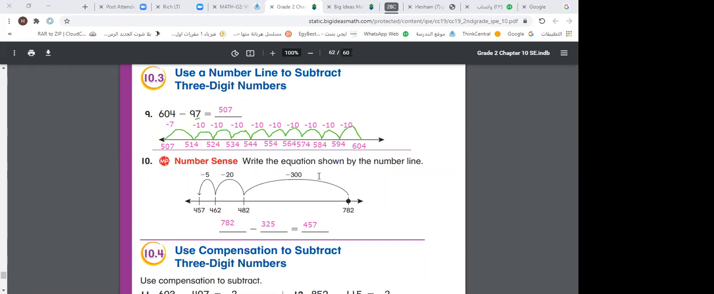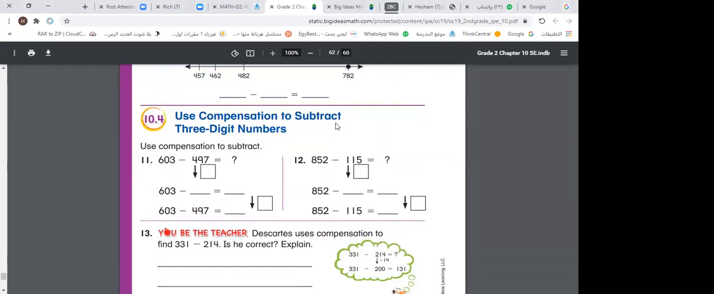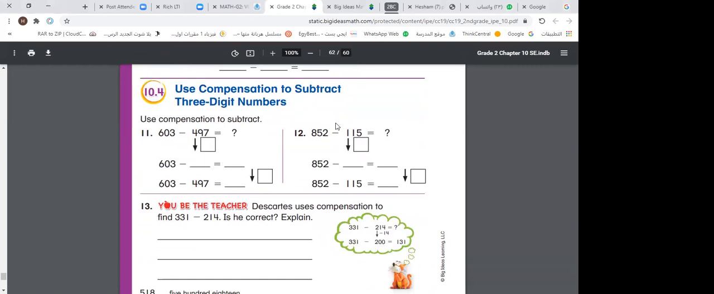Now, my lovely boys, let's answer the next question. I'll clear this and let's answer question number 11. In question number 11, we want to use compensation to subtract. So let's use compensation to get 603 minus 497. Who can make 497 a 100 number? How can we make 497 a 100 number?